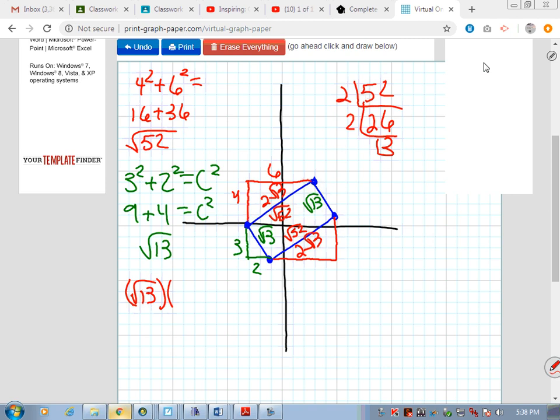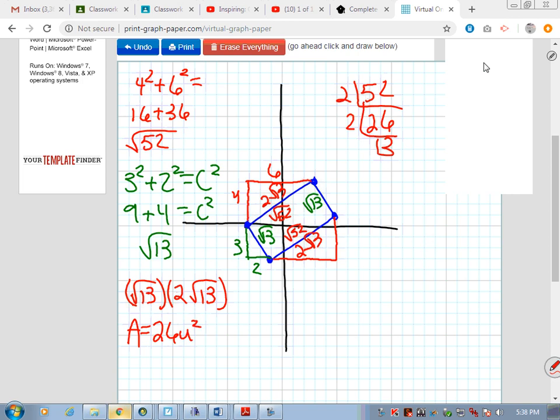So all I really need to do is take radical 13 times 2 radical 13. Those 13s will multiply by each other to be 13. And I wind up with 2 times 13, which is 26. My area is 26 units squared.